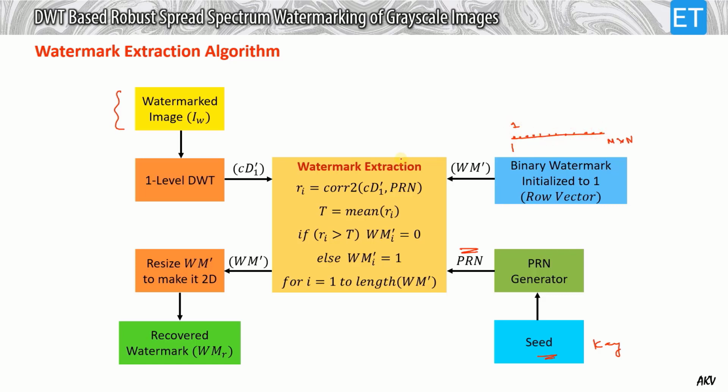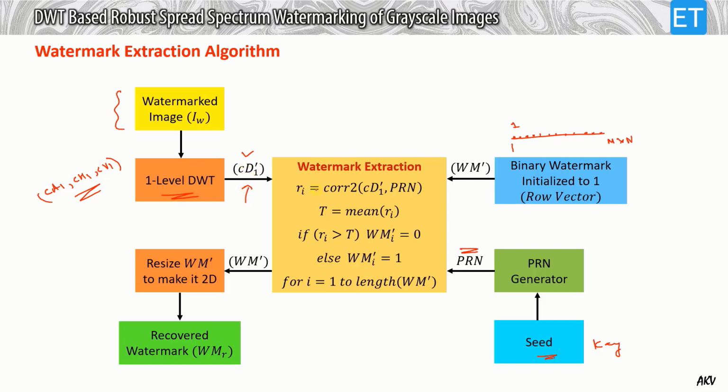Now we first decompose this watermarked image into wavelet coefficients. Using one level DWT, we get 4 matrices, I mean CA1, CH1, CV1 and CD1 dash, because it is already modified in the previous process. We do not require these 3 matrices, so no need to extract them. We only need the diagonal detail coefficients.